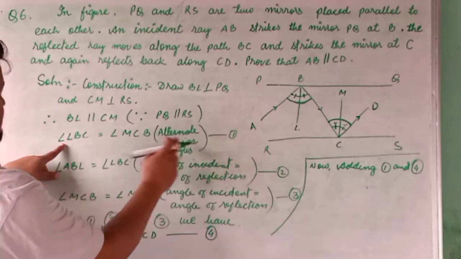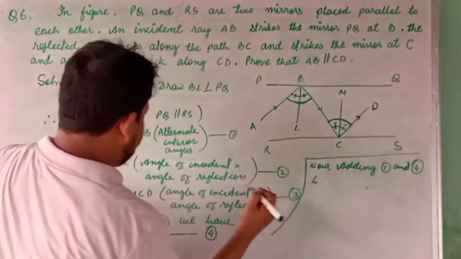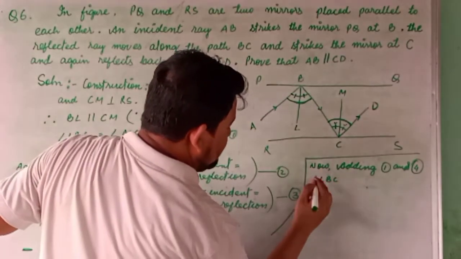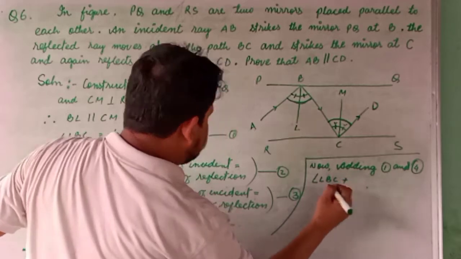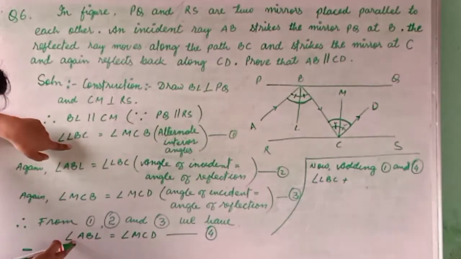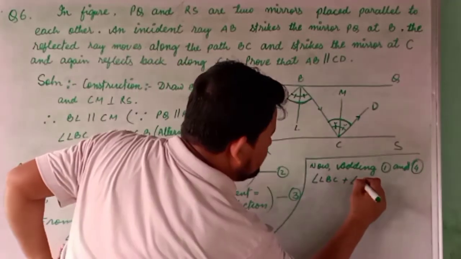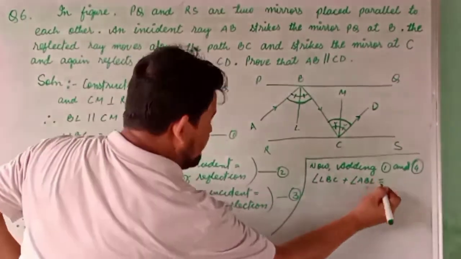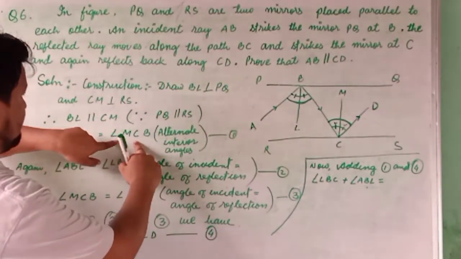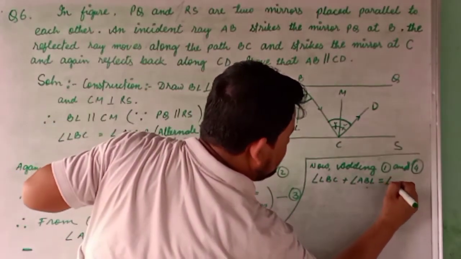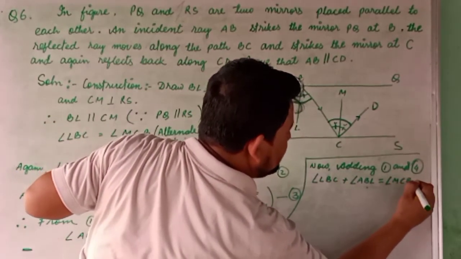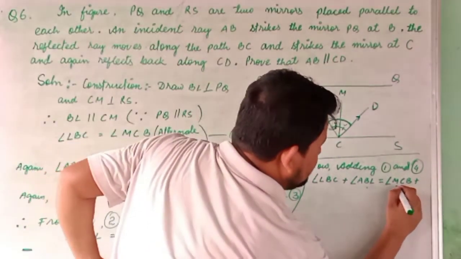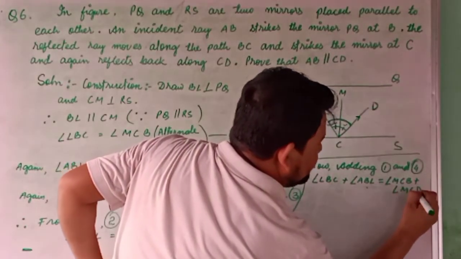So in equation 1 we have angle LBC plus, left hand side of equation number 4, angle ABL. So angle LBC plus angle ABL will be equal to, on the right hand side, equation number 1, angle MCB plus angle MCD. So let me write here angle MCD.